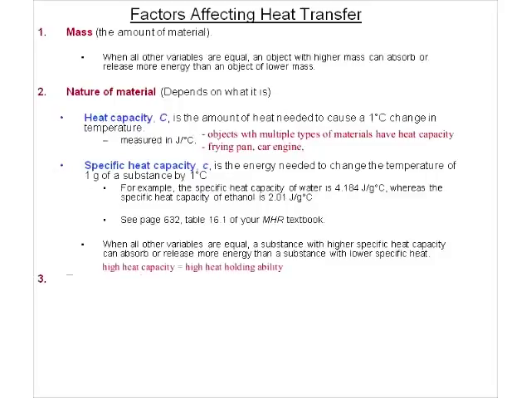If you have a high heat capacity, that means you can hold more heat. So in the example we gave up here, water has a heat holding capacity of 4.18 joules per gram. Ethanol only has a heat capacity of 2.01 joules per gram. So water is capable of holding twice as much energy as the same amount of ethanol. So its heat capacity is double.